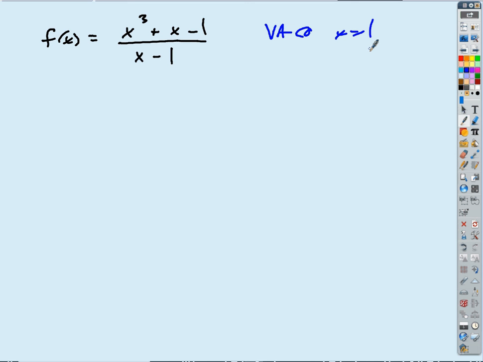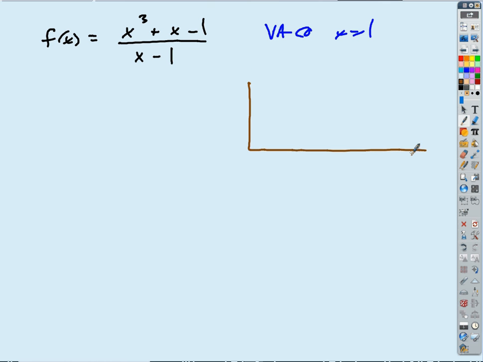Are there any slant asymptotes? No. Okay, but I want to show you something, and this is way above the scope of a first year calc class, but it's a cool concept. What if I wanted to do something similar to what I did with the slant asymptote? If I divide this out, this is synthetic division, it's quick and easy to do. What do I get if I divide this out?